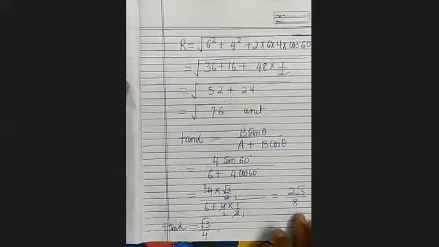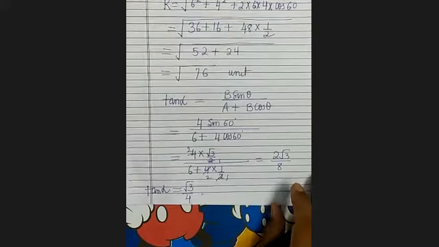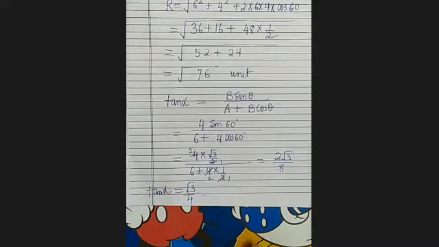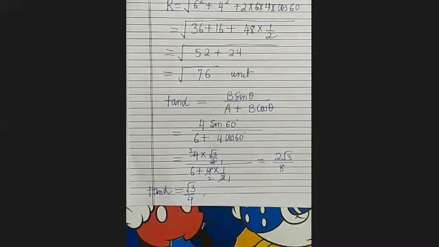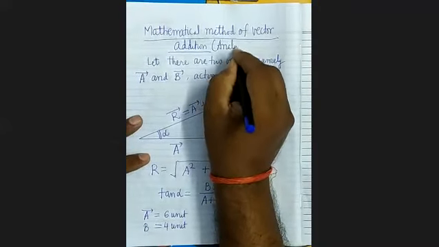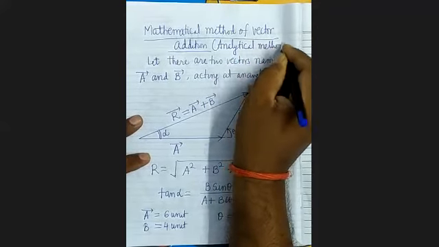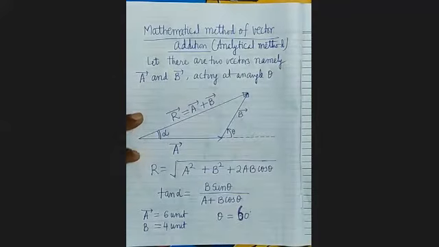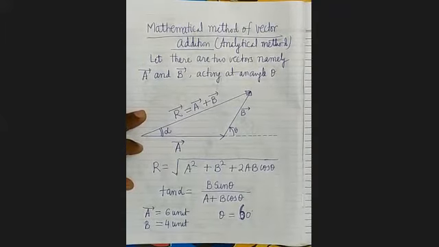We will find out the value of alpha. Is it clear? How will we find it out? We will keep a calculator and tell you then. Is it clear? So this is known as the analytical method of vector addition. Analytical method means without drawing the vector diagram, we can determine the resultant of two vectors.